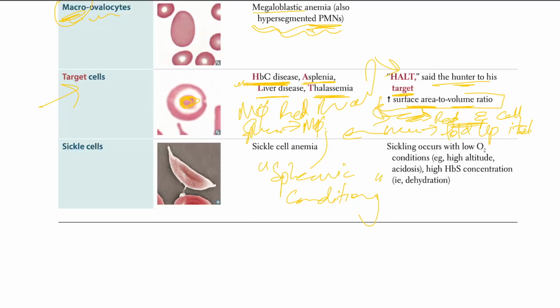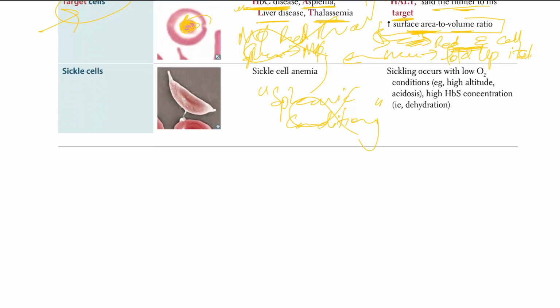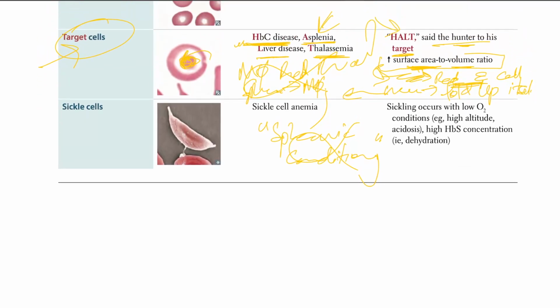But what happens after splenectomy, or you don't have a spleen, or if the spleen is not working, then this process is not working. So when this process is not working, you have the redundant RBC membrane, and that redundant membrane is going to fold on itself and have an appearance of a target cell. That's pretty much it for the target cell. Let's talk about the next thing.